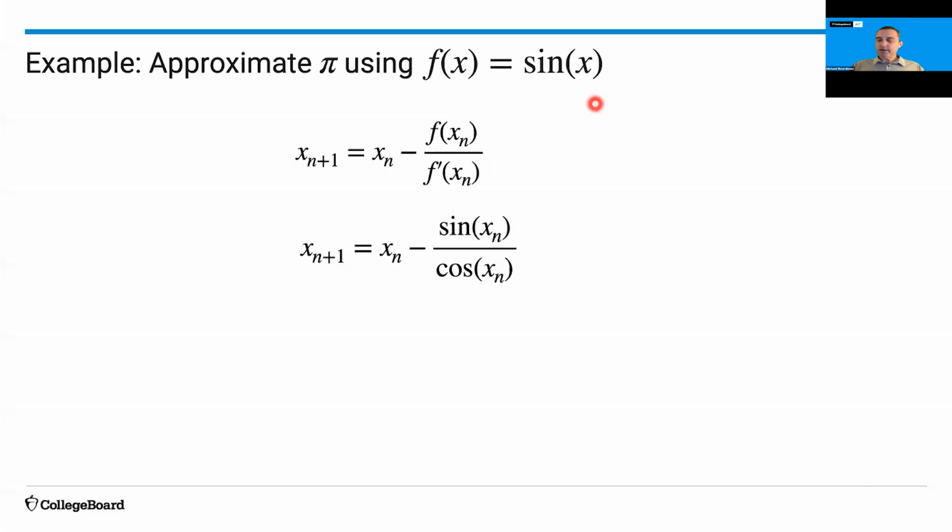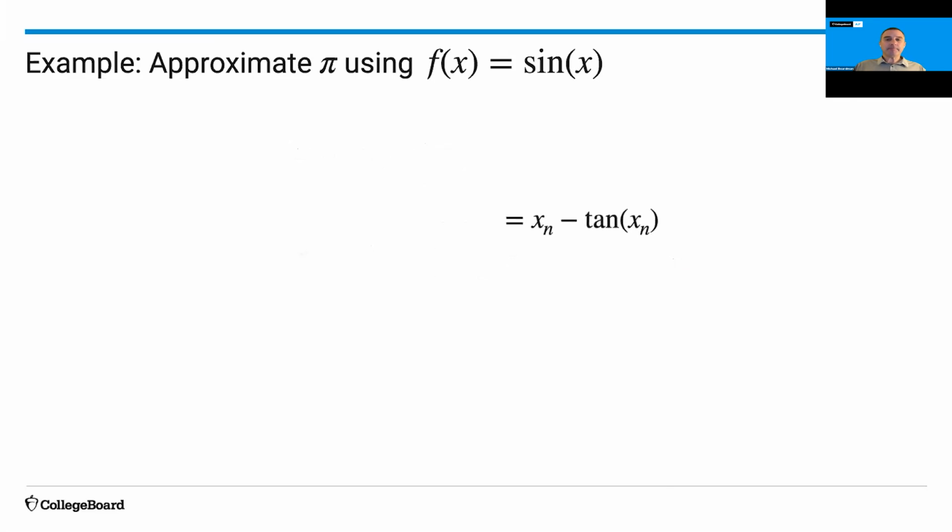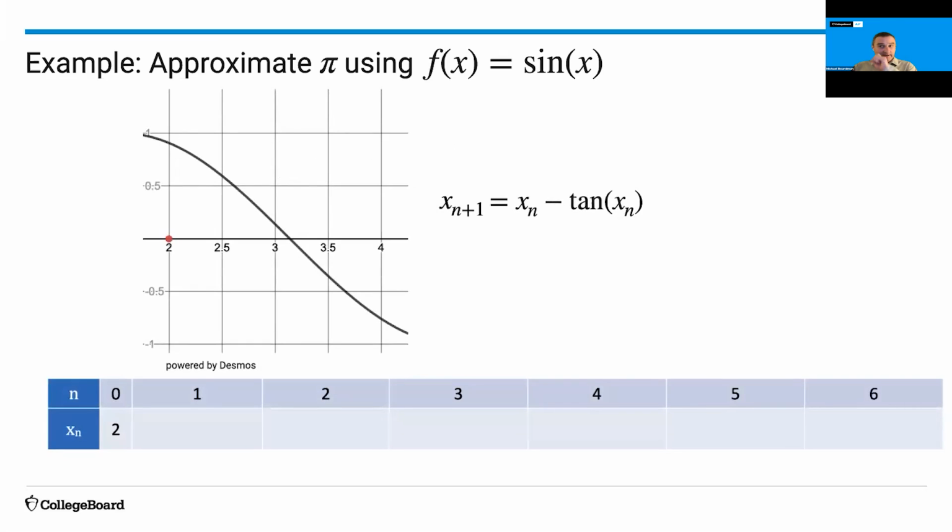Well, f is the sine, so its derivative is the cosine. We put that in the denominator. Now we know a better expression for this is xn minus the tangent of xn. So what this equation tells us is if we have an estimate, the next estimate is given by this formula, the current estimate minus the tangent of that current estimate. Let's make a table of values and see where these estimates take us.